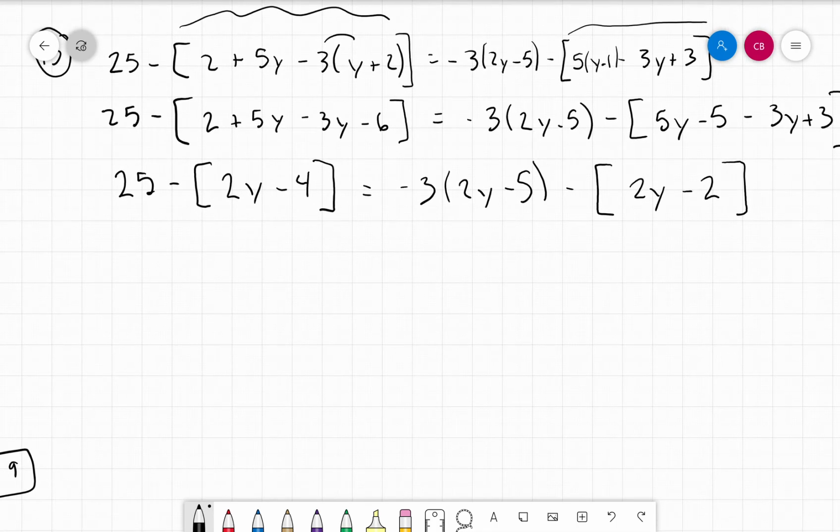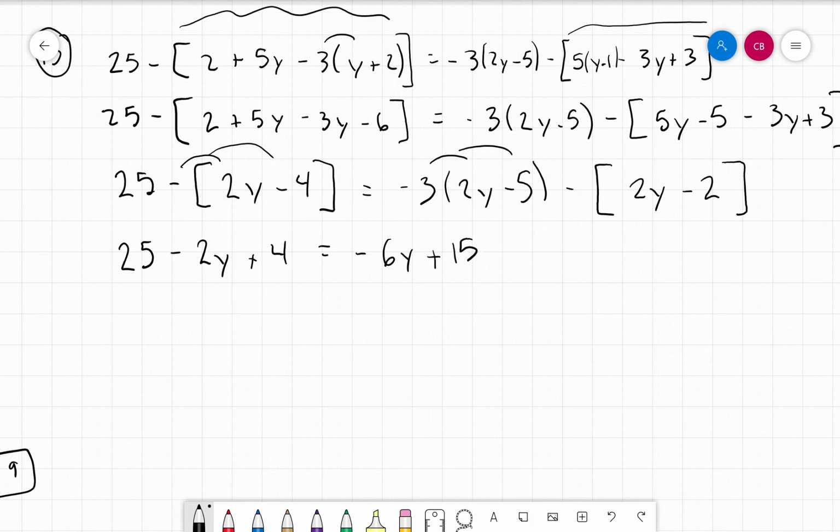Okay, let's do the distributing here. So we can get rid of these brackets now, by the way. 25 minus 2y. Oh, before we do that, we need to distribute these negatives. So this is minus 2y plus 4 now. Treat the brackets like parentheses if you get to that point, is equal to, that's a negative, we're just distributing, negative 6y plus 15. Minus 2y, we're distributing, plus 2. Okay, we're almost there.